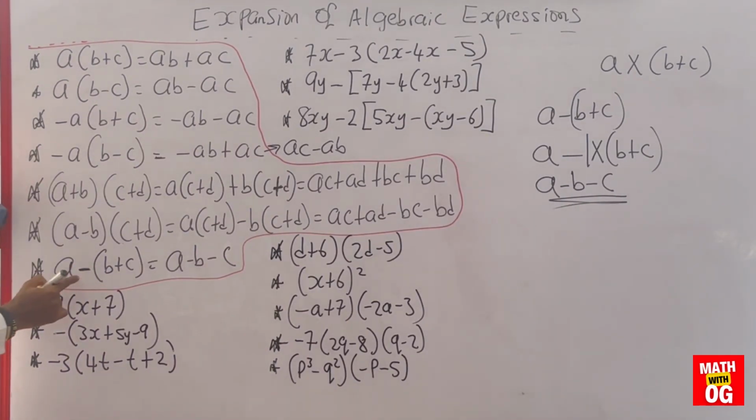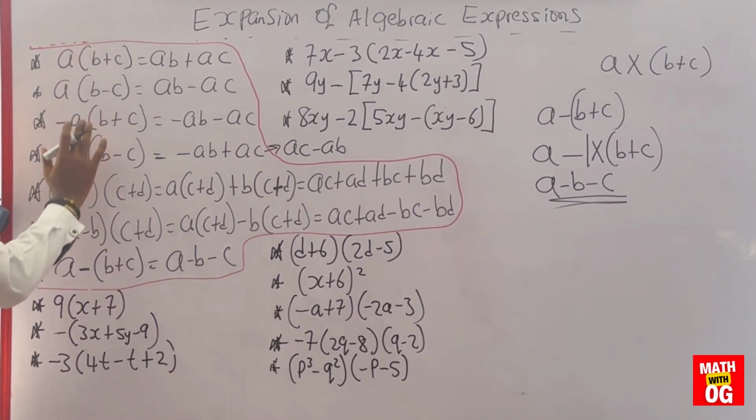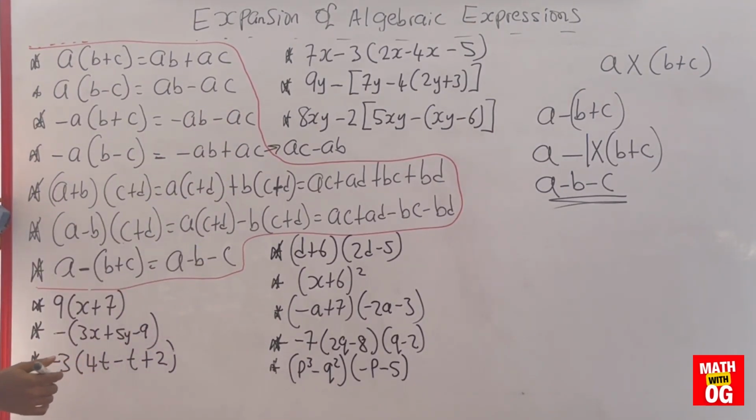So A cannot open the bracket. The number here is 1, and everything here is negative 1. So negative 1 should open the bracket. Now that this is clear, let's use this idea to play with these questions we have here.